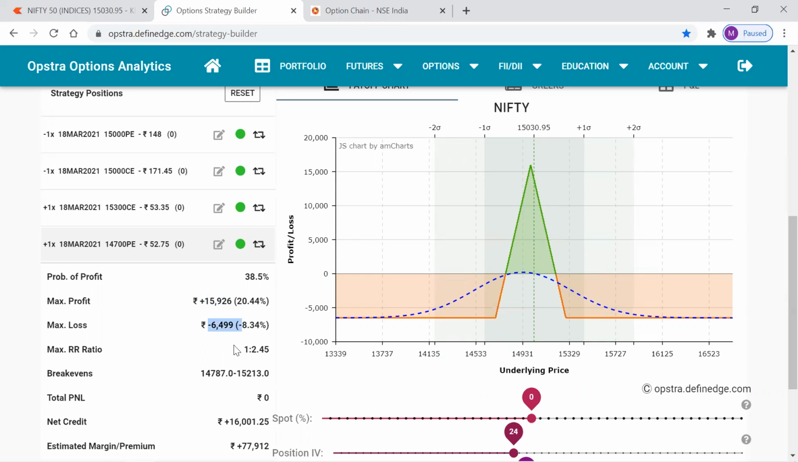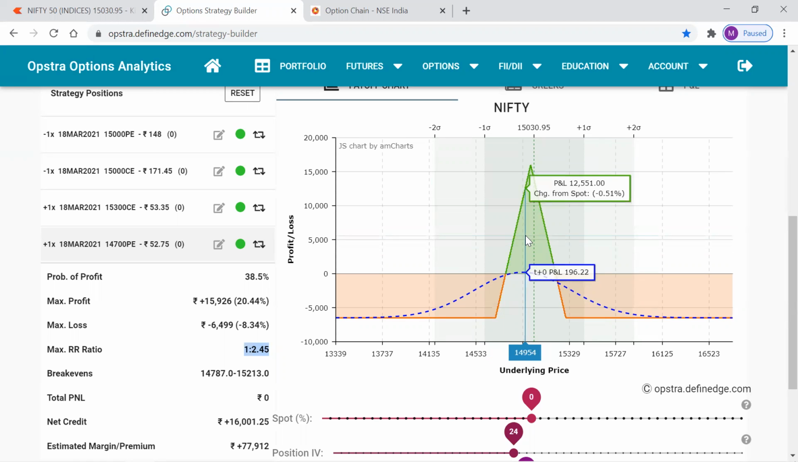The risk reward ratio is pretty good, and you just need to implement the strategy at 10 a.m. and exit from the strategy around 1 or 1:15 p.m., because we need a less volatile market. We need a sideways market, because we need the market to stay in this range only for us to be in profits.